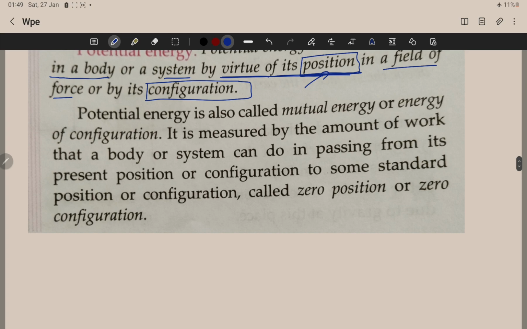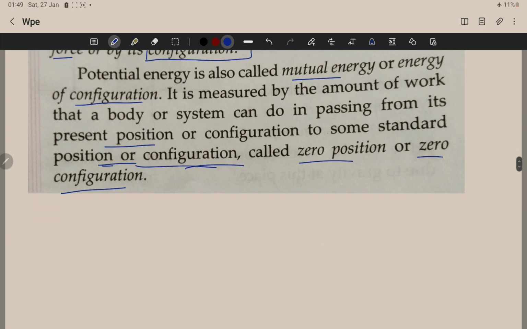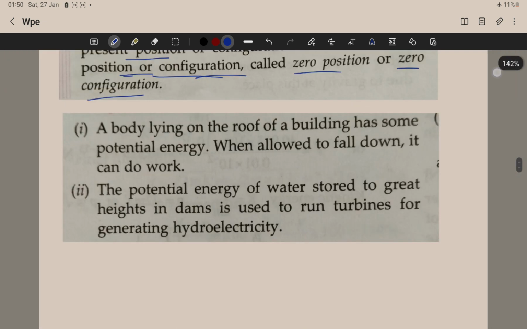The potential energy is also called mutual energy or the energy of configuration. It is measured by the amount of work that a body or system can do in passing from its present position or configuration to some standard position, called the zero position or zero configuration. Just like we take the ground as the zero position, where the potential is zero. Now let's move to the next topic.